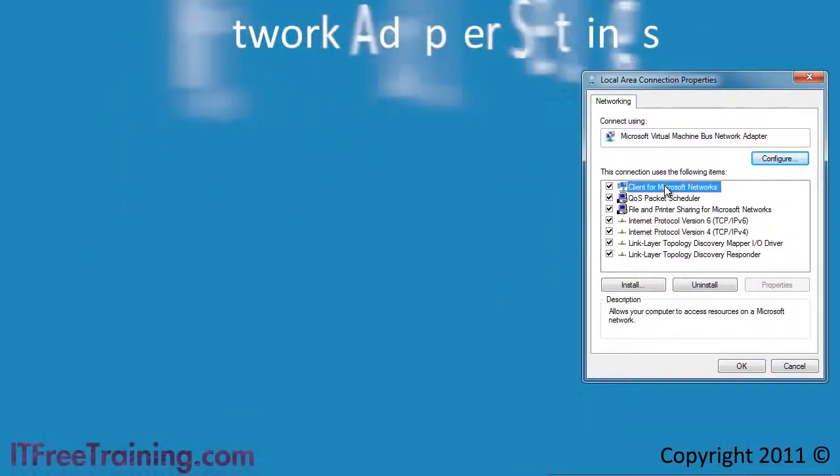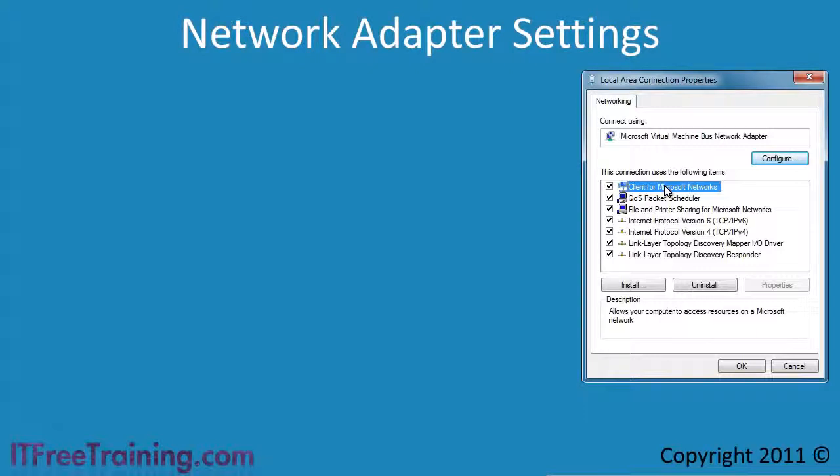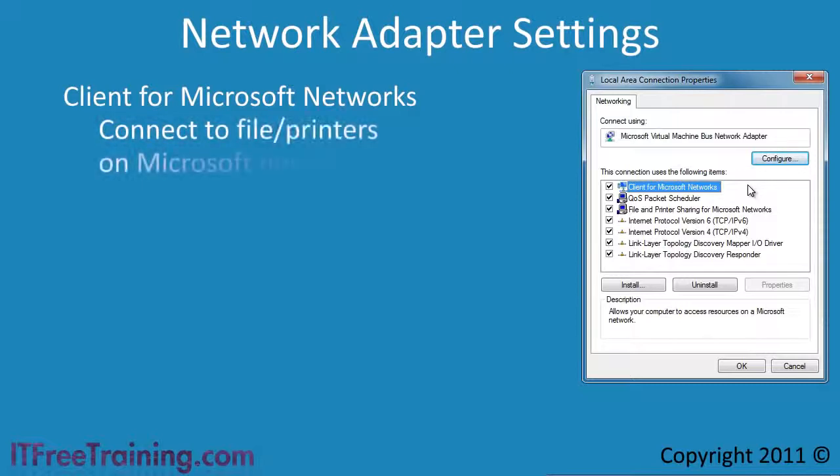In the properties of the network adapter, you can see all the clients, services, and protocols that are bound to this adapter. The top one is the Client for Microsoft Networks, which allows the adapter to connect to network shares and access other Microsoft services such as Network Neighborhood. Also, third-party clients could be added here.